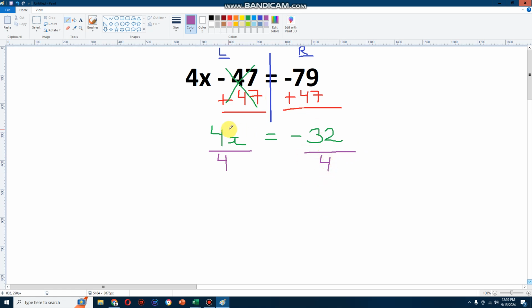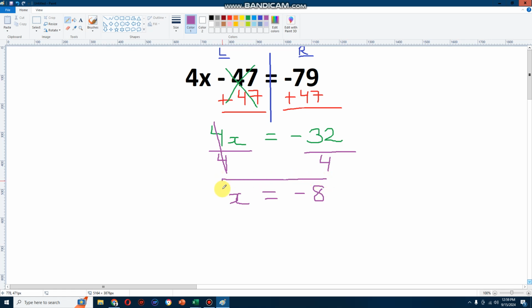Okay? How does this work? Well, let's take a look. I need to get rid of this 4. 4 divided by 4 cancels out and becomes 1. And x is now free. You see that? That's the only way to get rid of a number attached to a variable. To snap it off, you divide it off. So now x is equal to minus 32 divided by 4, and that is equal to minus 8.